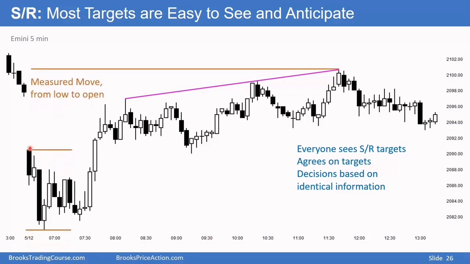We gapped down, tried to sell off. Theoretically, the market wanted to form a double top. It did not. It just kept going up. However, because of a potential double top, you have to be thinking that maybe there's a potential measured move up based upon the height of this sell-off. And look at this, exactly to the tick. Very precise in the E-mini.